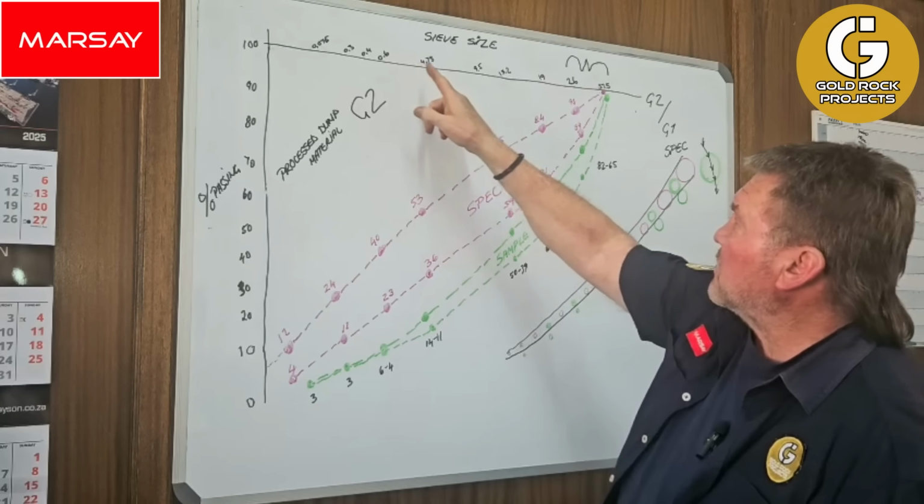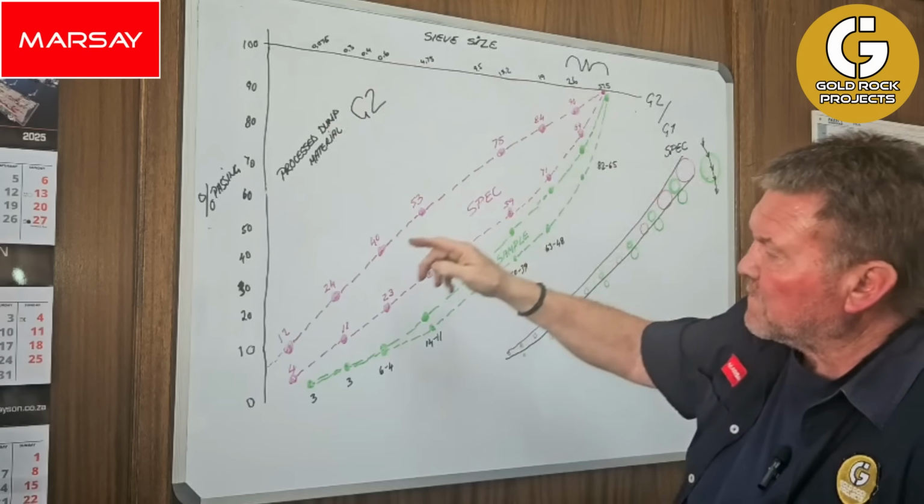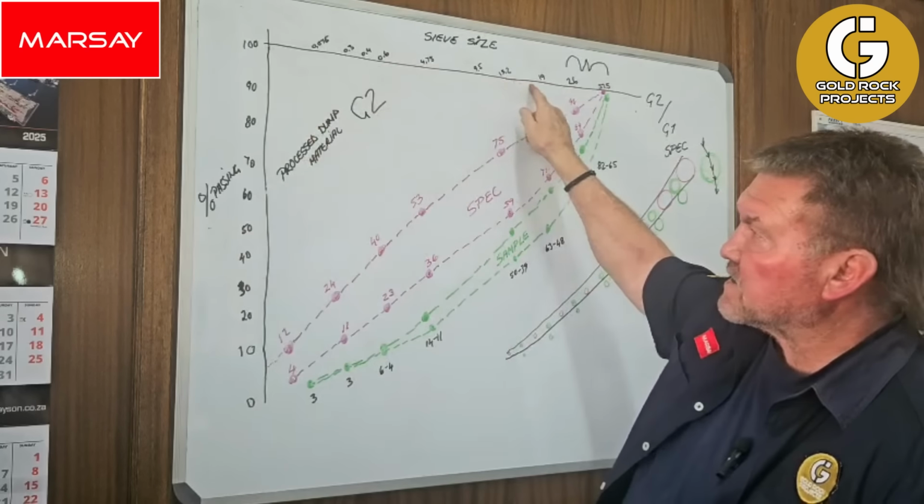So at the top, you'll have all your sieve analysis. In other words, 0.075 to a 37.5 mil. And then on this side, you'll have the percentages that's passing the actual size of the screens.